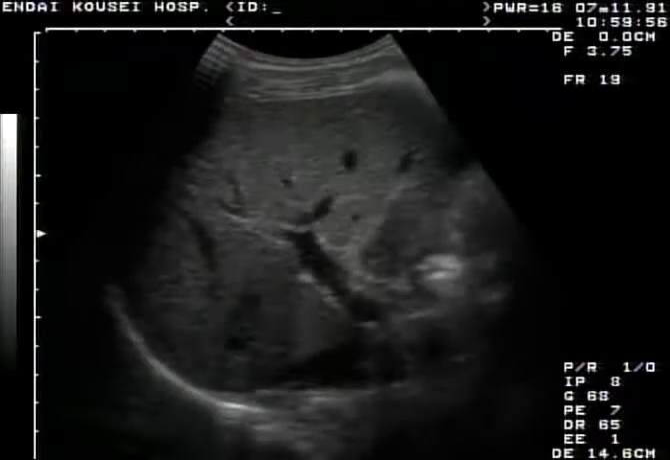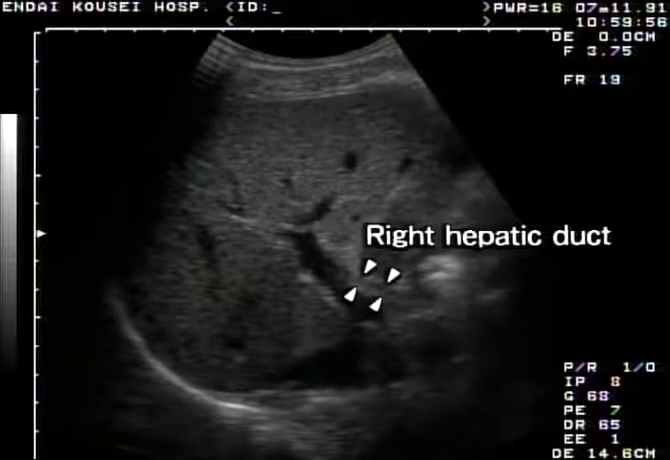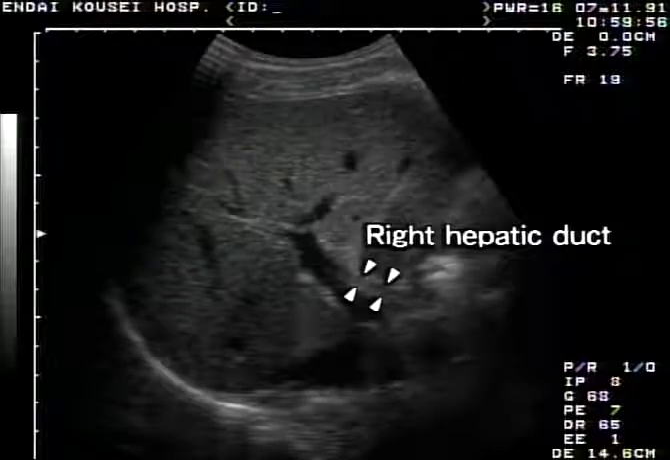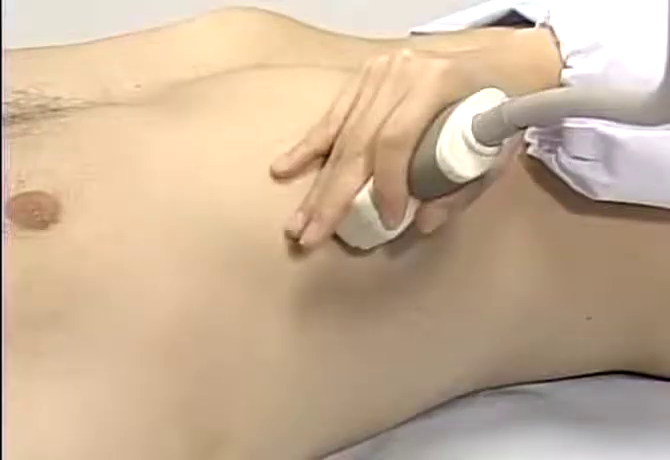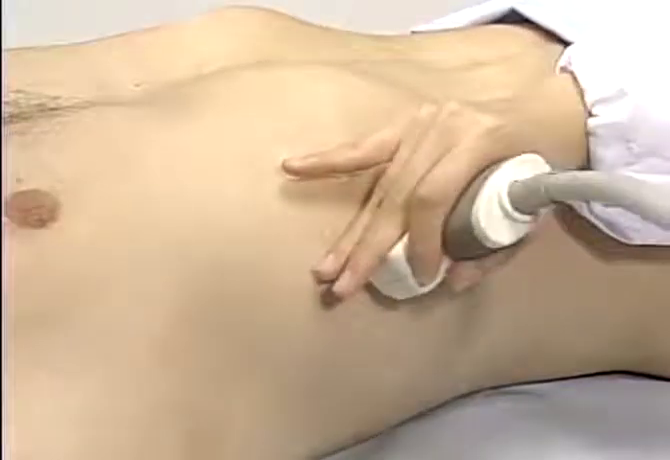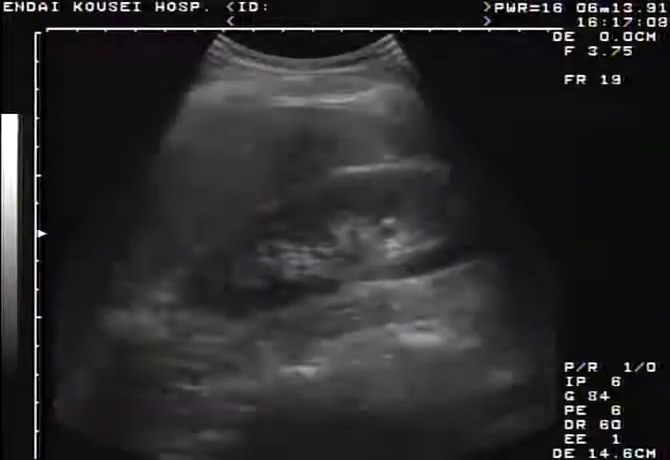This procedure is especially suitable for evaluating the cervical part of the gallbladder. The right hepatic duct is visualized at the abdominal wall side along the right branch of the portal vein. Check for dilatation. Move the probe in a fan pattern. Slowly move to another intercostal space.